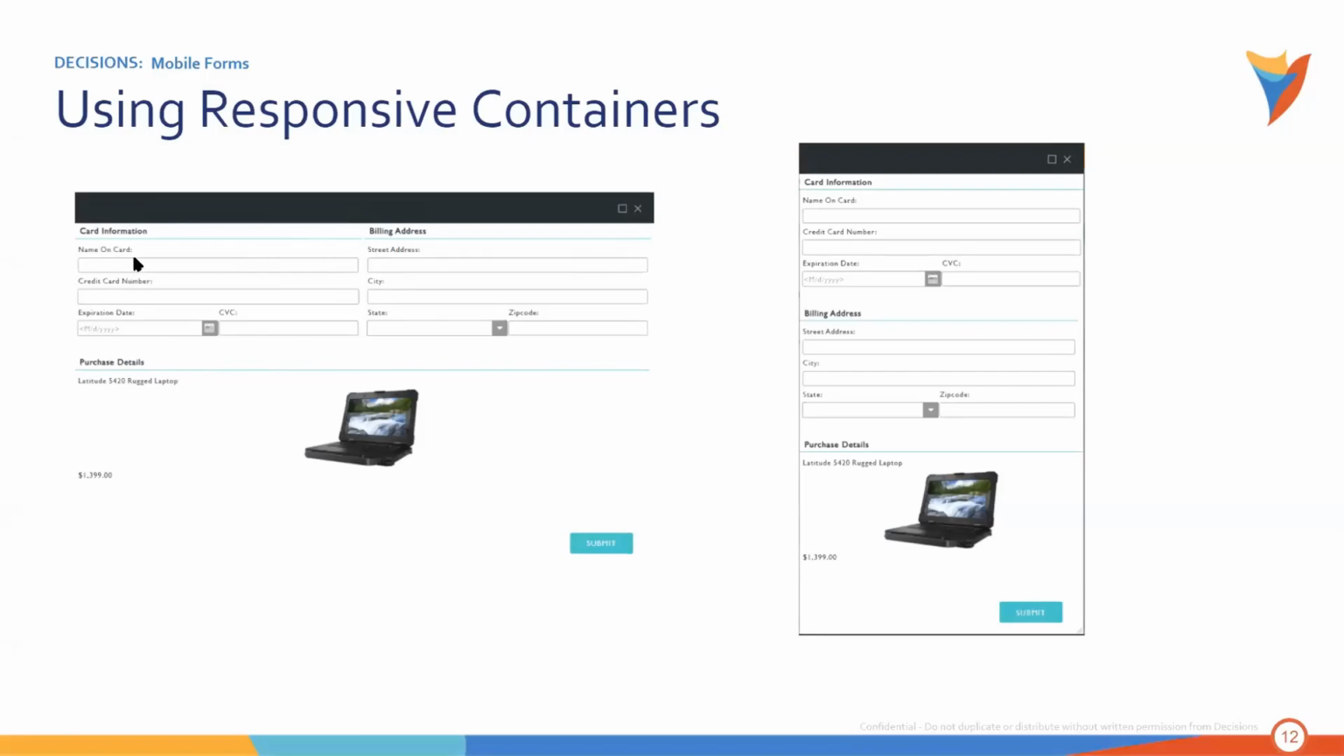Now on this side, card information and billing address are side by side, and that's because we have the room on our desktop to display it that way. Now on the right-hand side, where I'm viewing it on a mobile device, it's the same exact form, but now this billing address section has shifted to be below the card information section.